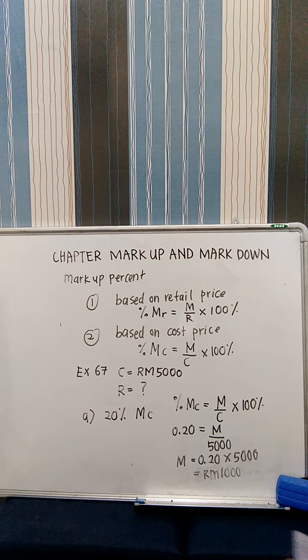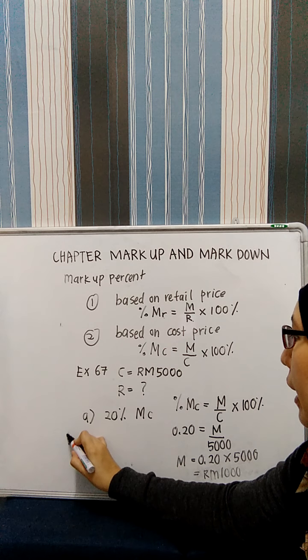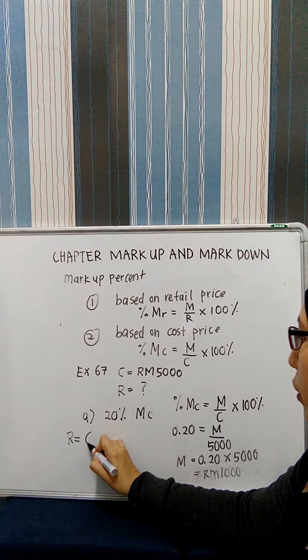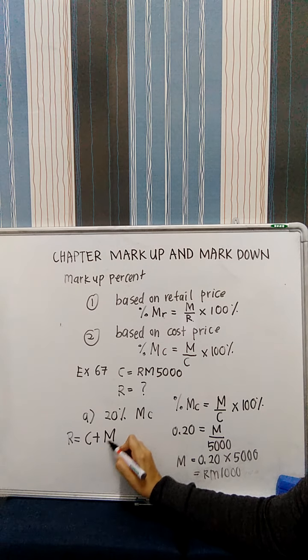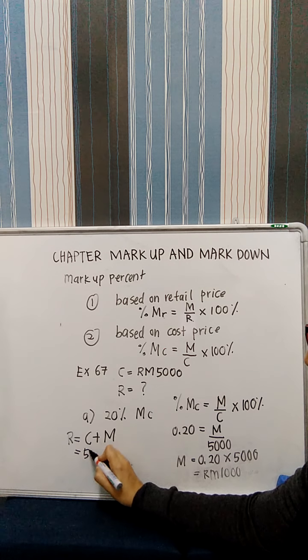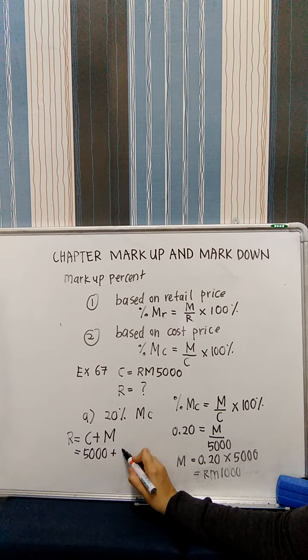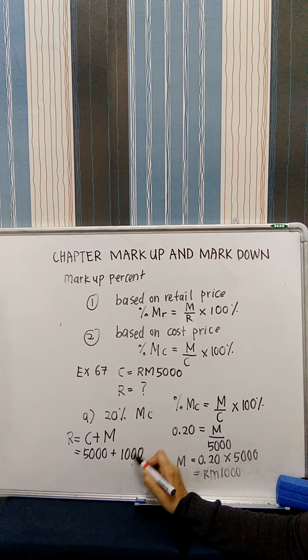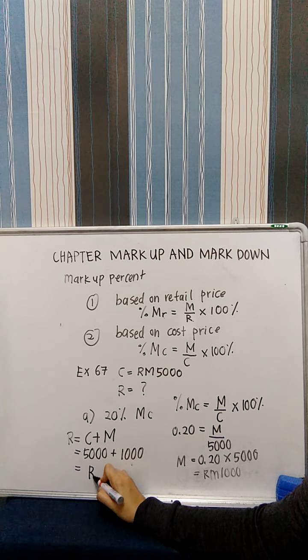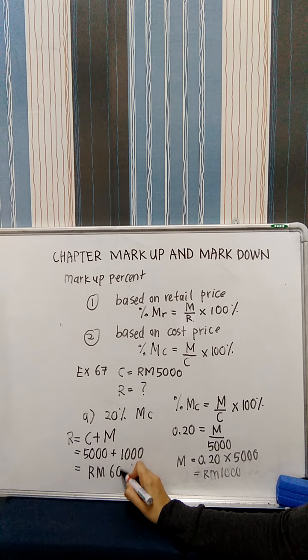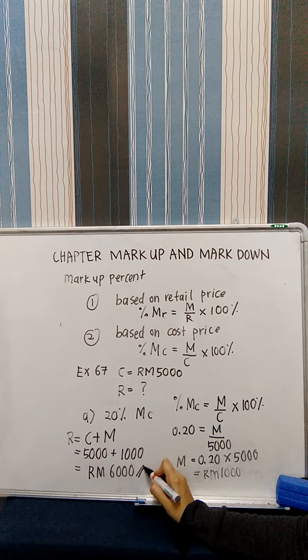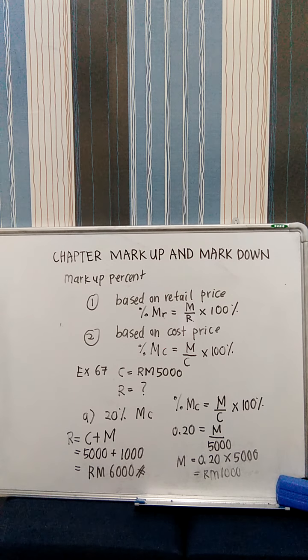But the question asks what is the retail price? So you need to find the R here. R equal to C plus M. C is 5,000, plus the M value here, 1,000. So the retail price is equal to 6,000. This is for A.